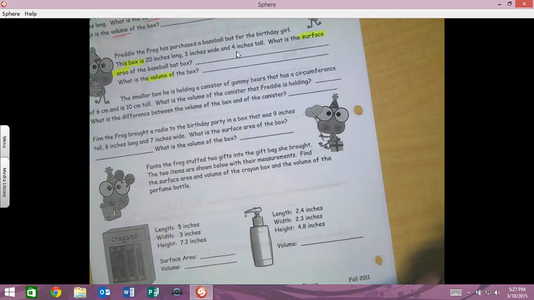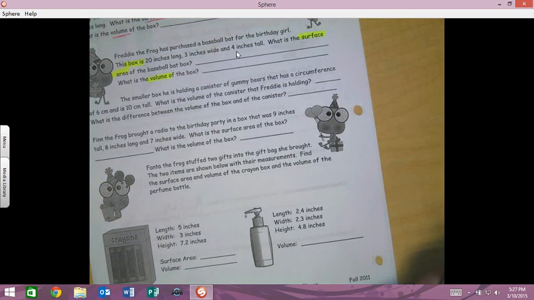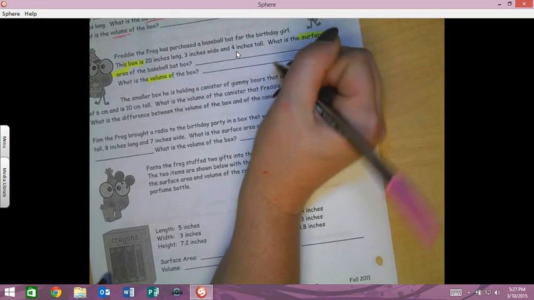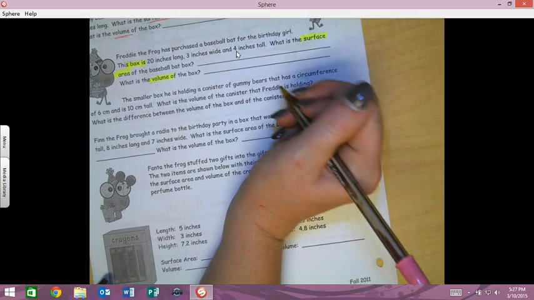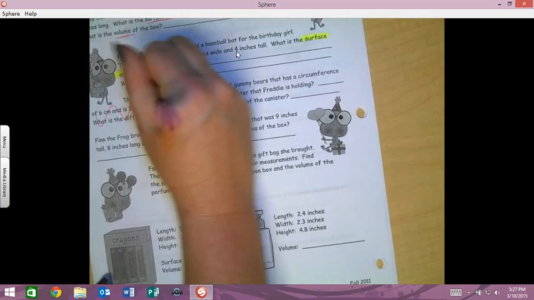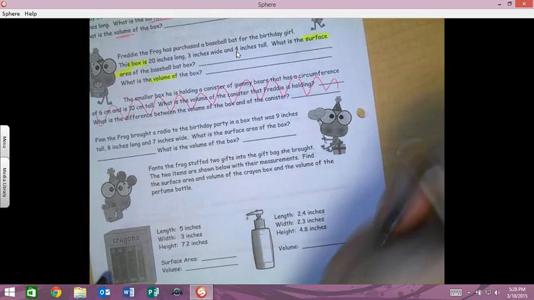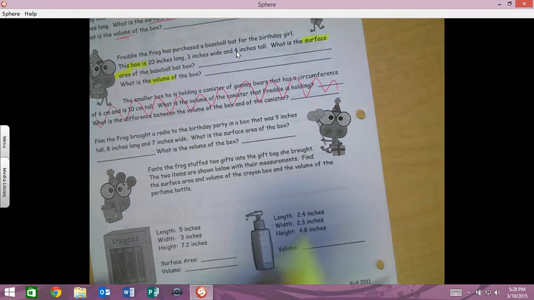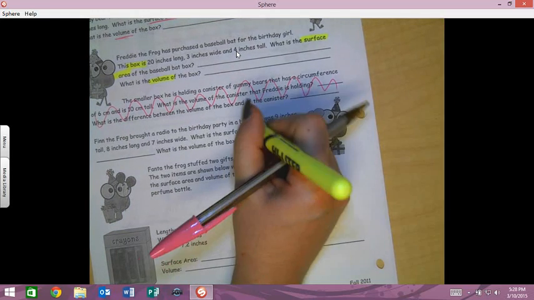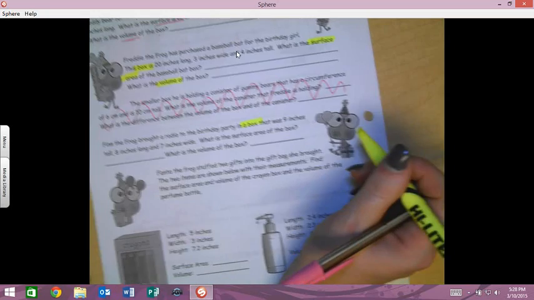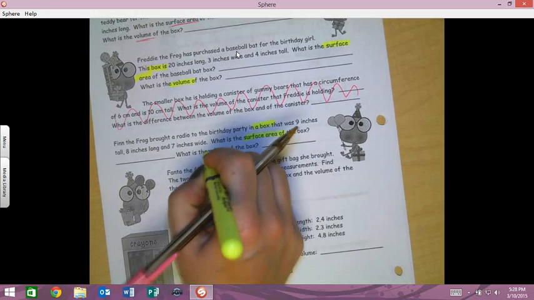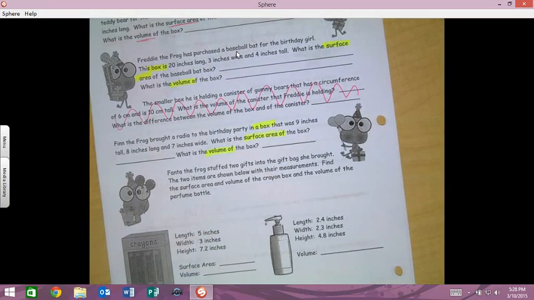Let's see here. We have a canister that is a cylinder, so we're not going to do it because we're not dealing with cylinders. Canister circumference, yep. So we can cross this one out. We have another box, so we have a rectangular prism, and we're looking for surface area and volume, looking for both.